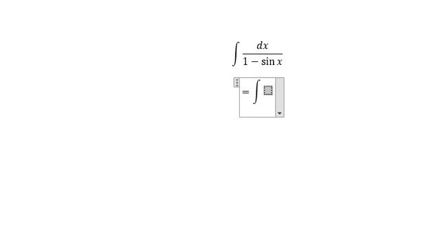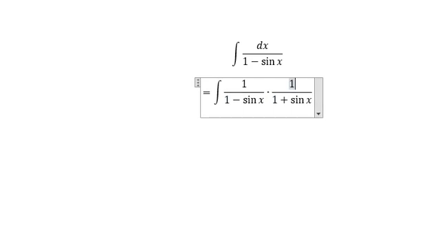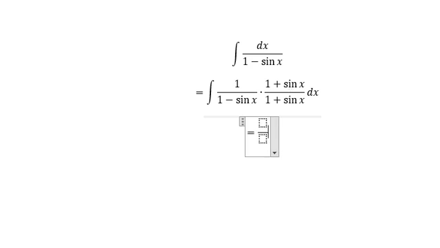So what I'm going to do is multiply top and bottom by the conjugate of the denominator. Now my denominator is 1 minus sine x. So to the same function, I'm going to multiply its numerator and its denominator by 1 plus sine x. So I'm going to put here 1 plus sine x, and then here I'm also going to put 1 plus sine x. Then don't forget the dx, because you're integrating with respect to x. Now my numerator is going to stay as 1 plus sine x.